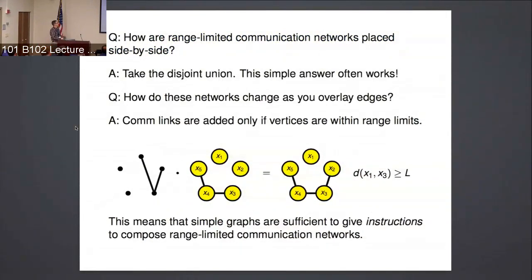That makes sense. And in that monoid, the order doesn't matter. You can think about using a graph as a monoid structure. But when you're actually doing this, you have some existing network which has some communication links in it. Then I attempt to add a link from 2 to 3, and that meets the range limit, so it goes in. Then I attempt to add a link from 1 to 3, and that doesn't meet the range limit because it's too big, so it doesn't go in. That's how you act on these networks. What this means is that simple graphs are sufficient to give instructions to compose these range limits.